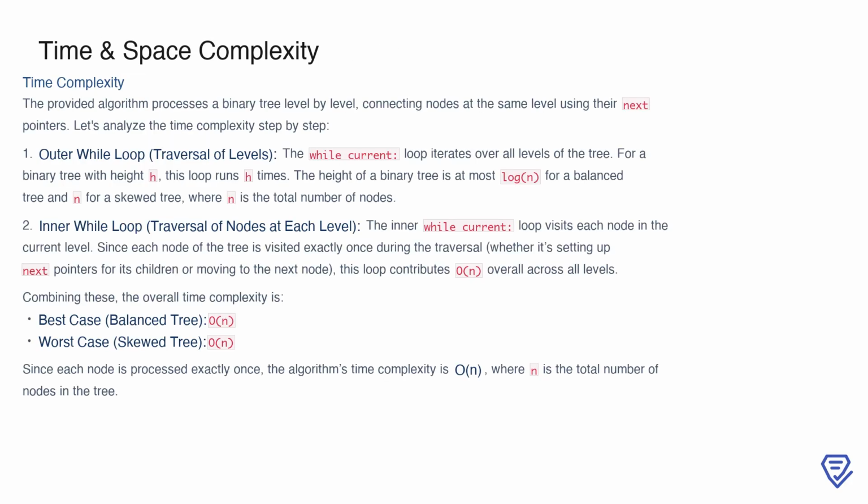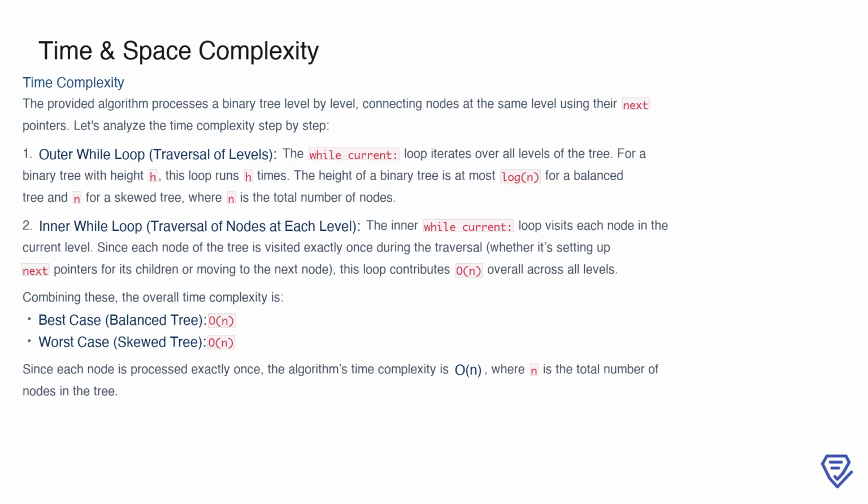To analyze the time complexity of our algorithm, we need to consider how the binary tree is processed level by level. The outer while current loop is responsible for traversing through the levels of the tree. For a binary tree with height h, this loop will execute h times. Now, the height of the tree varies depending on its structure. For a balanced tree, the height is proportional to log n, while for a skewed tree, it could be as large as n, where n is the total number of nodes.